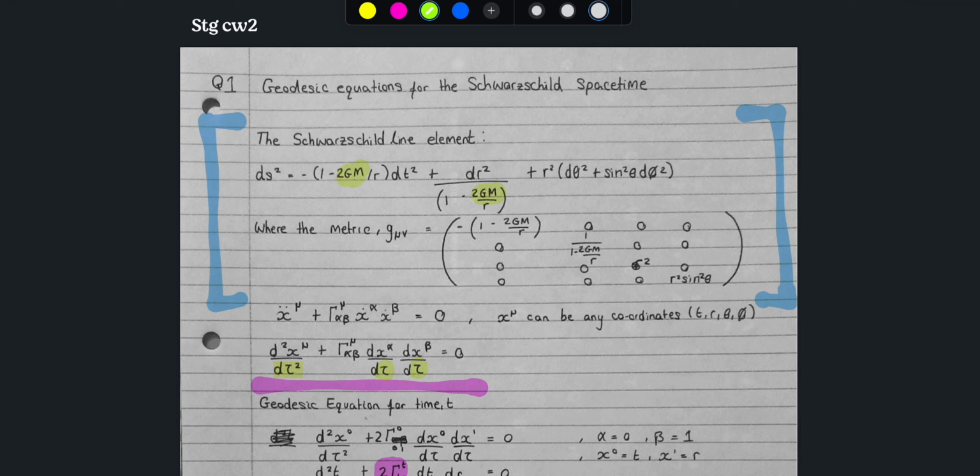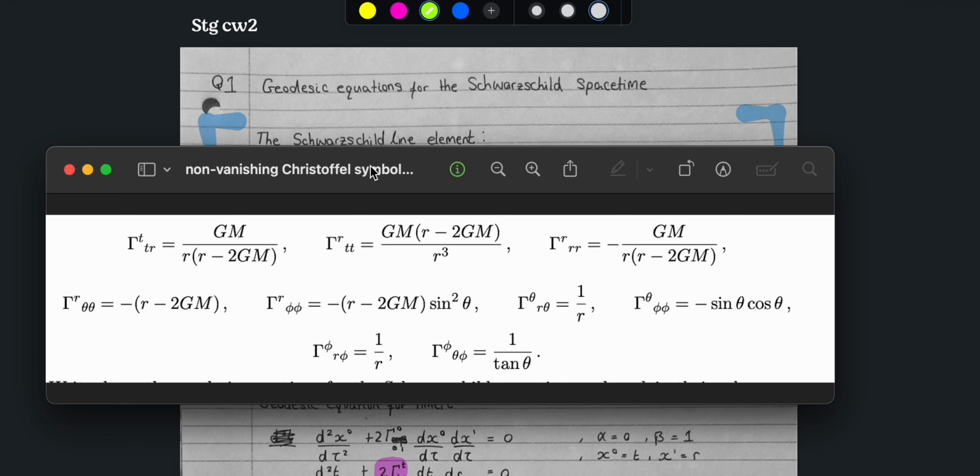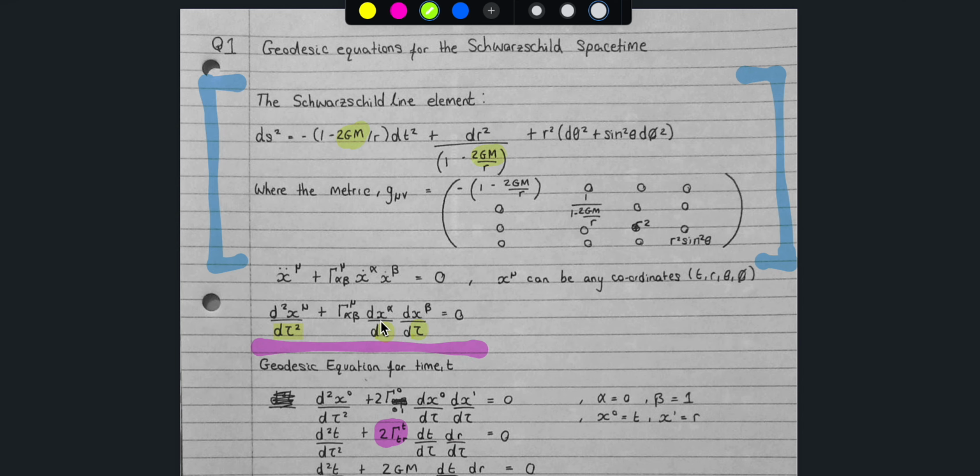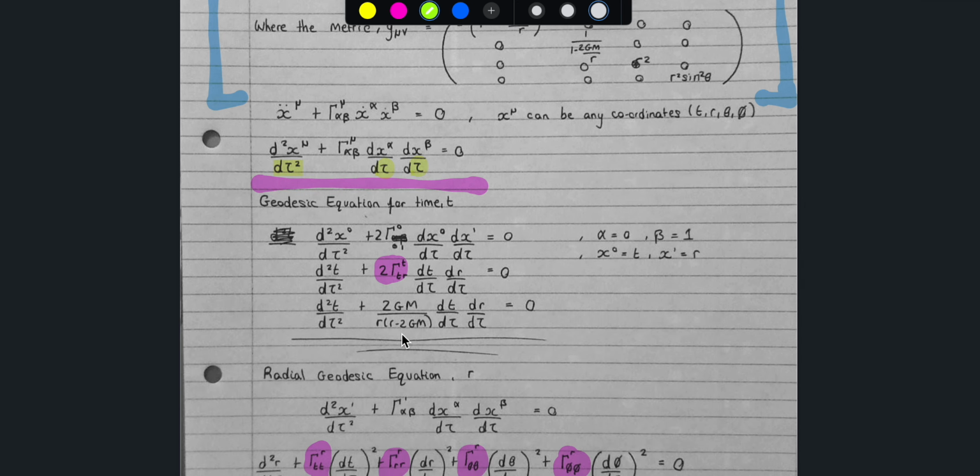A geodesic is the path a particle or light ray follows in this curved spacetime. A geodesic represents the straightest possible path. This is the geodesic equation that we will be using, where tau is the proper time experienced by a particle. By substituting the Schwarzschild metric into the geodesic equation for each coordinate and using the Christoffel symbols, we can simplify the equations for the spacetime indices.